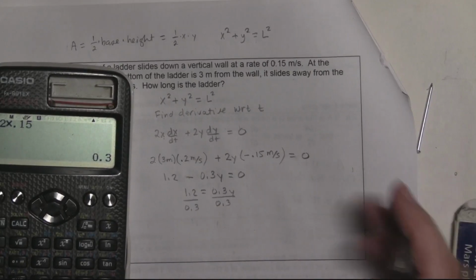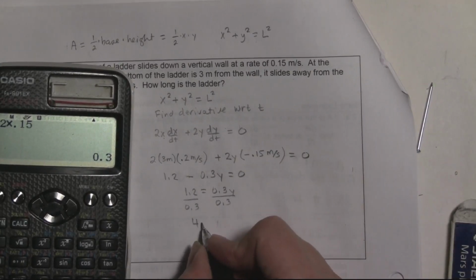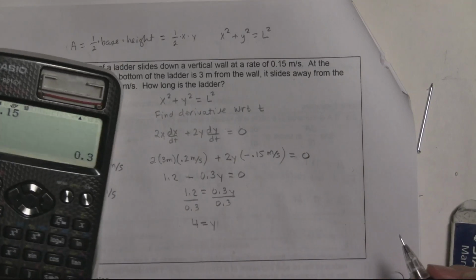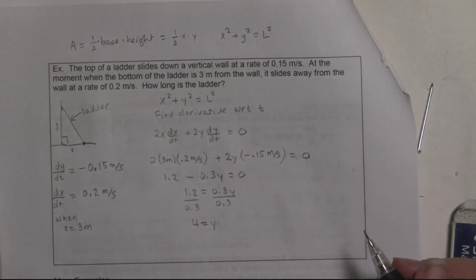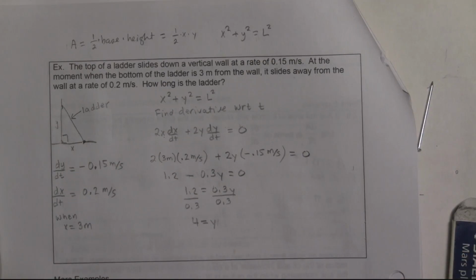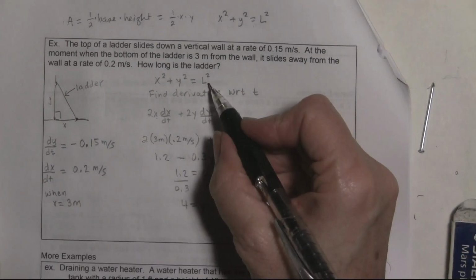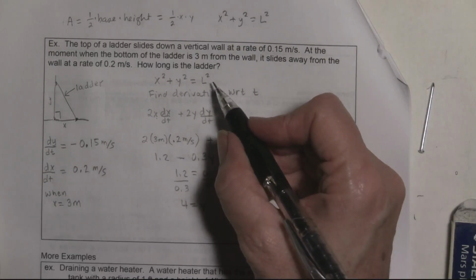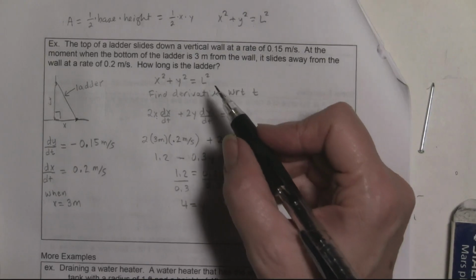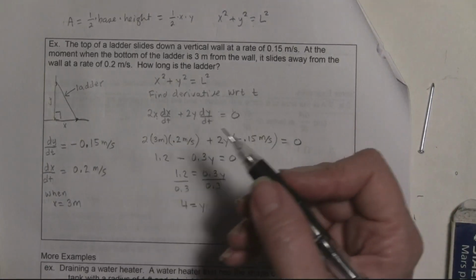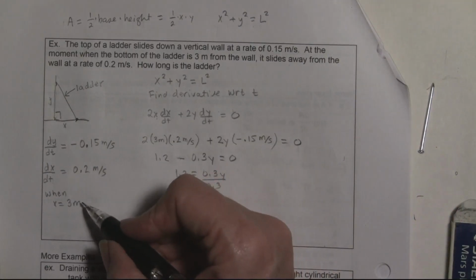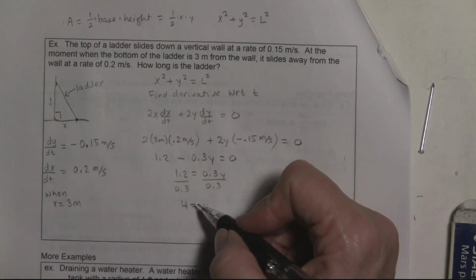But I was so excited because I knew that once I found y, I'm going to be able to find L. And so it's right back up here, right? x squared plus y squared equals L squared, and that would be for any given moment. At the moment that x is 3 meters and y is 4 meters, we'll be able to use that to find L.